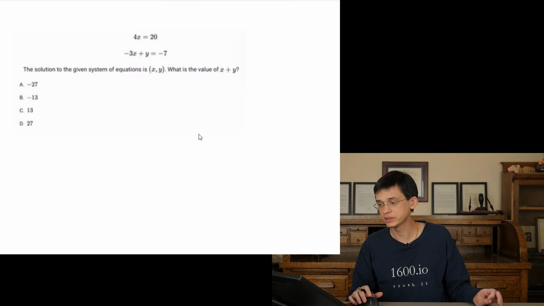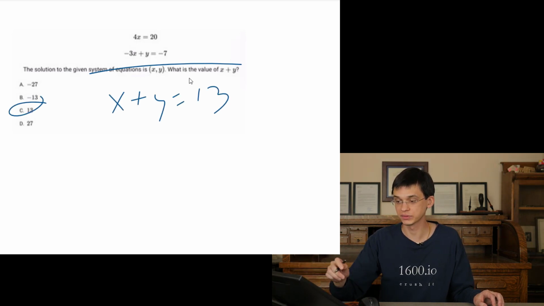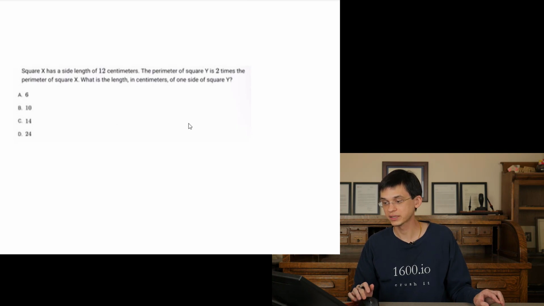We have two equations here in a system. What's the value of x plus y? Add the two equations straight down. 4x minus 3x is x, plus y equals 13, positive. The answer is C.